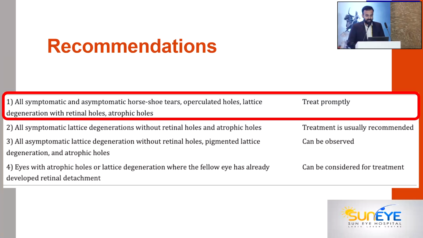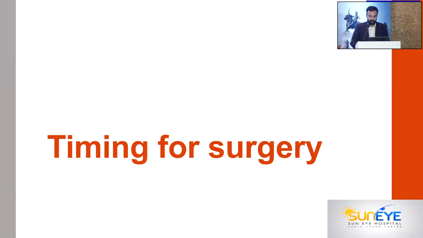All symptomatic lattice degeneration without holes, treatment is usually recommended. So I was saying you can treat if you want, it's the surgeon's choice. All asymptomatic lattice degeneration without holes, pigmented lattice degeneration and atrophic holes can be observed. Whereas for an eye with atrophic hole or lattice degeneration where the fellow eye has already developed retinal detachment, it is better that we treat asymptomatic lesions in the other eye also.